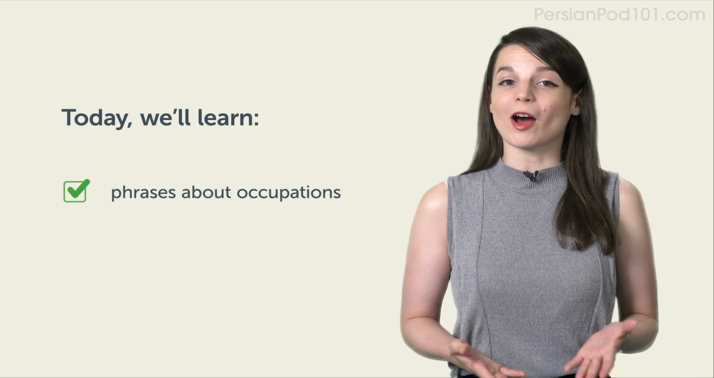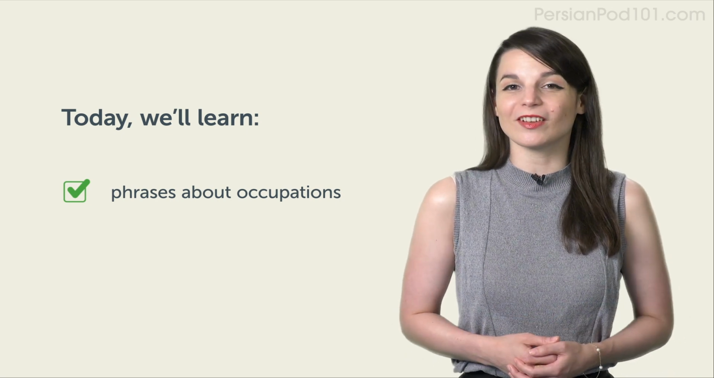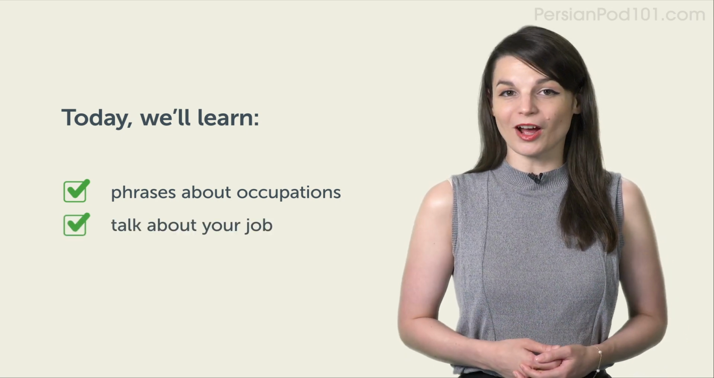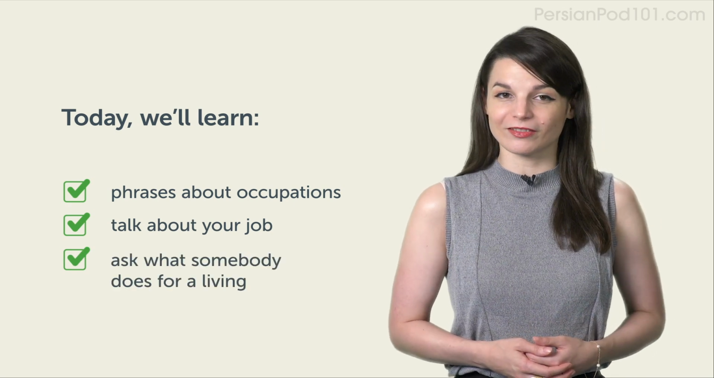We've found that the best way to learn a language is to speak it from day one, and the best way to start speaking is to learn phrases that you'll use in real conversations. Today, we'll learn conversational phrases about occupations. After watching this video, you'll be able to talk about your job and ask what somebody does for a living.